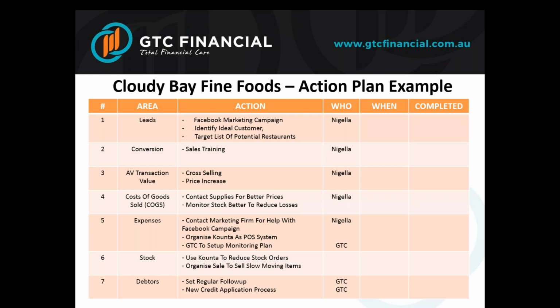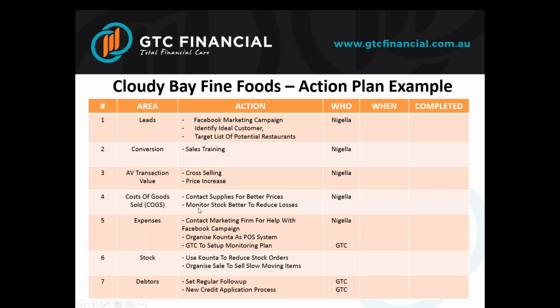So I've said to Nigella, look, get that Facebook marketing campaign underway. I would be suggesting to her that she use Cooper McKenzie here in Gladstone to do that. And one of the things they would always do is identify your ideal customer and your target list of potential restaurants and start the marketing campaign to them. We would find a place that could teach her to do better sales, so that would improve her conversion rate, and that would lead into cross-selling, being able to find out what a customer's looking for and making sure that she can sell additional product to them.